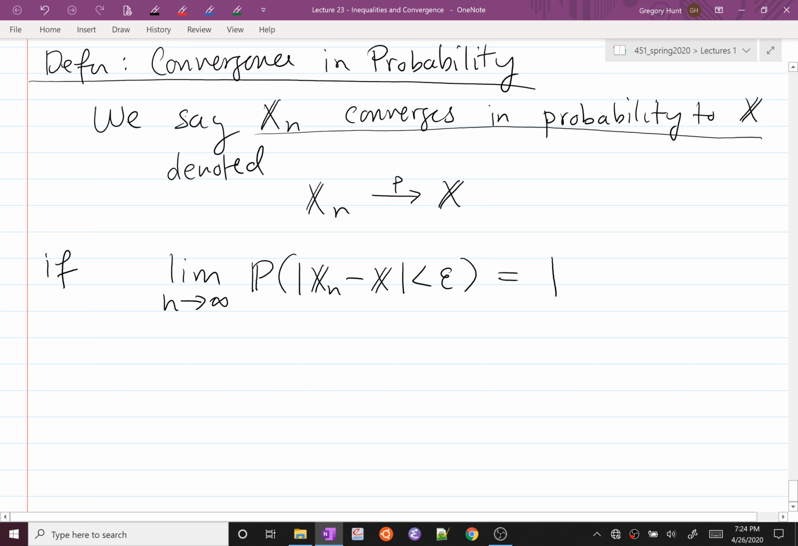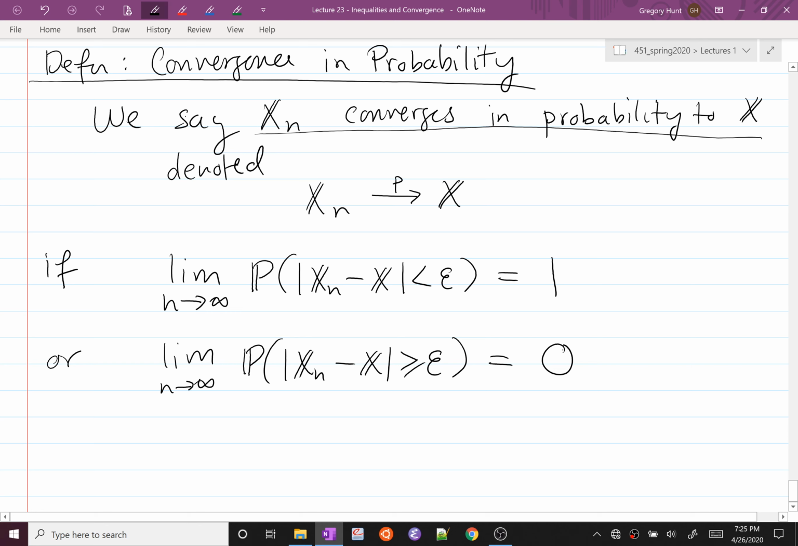This is a different notion of convergence than almost surely, and we'll talk about how they're related. Alternatively, we could look at the complement: the limit as n goes to infinity of the probability that |X_n - X| is bigger than or equal to epsilon is 0. That's equivalent, just looking at complementary probabilities. So either of these two is a valid way to think about convergence in probability.